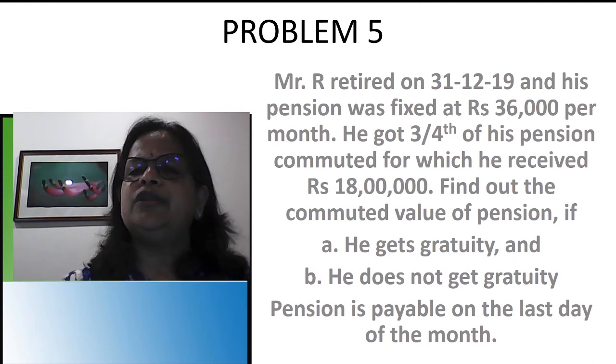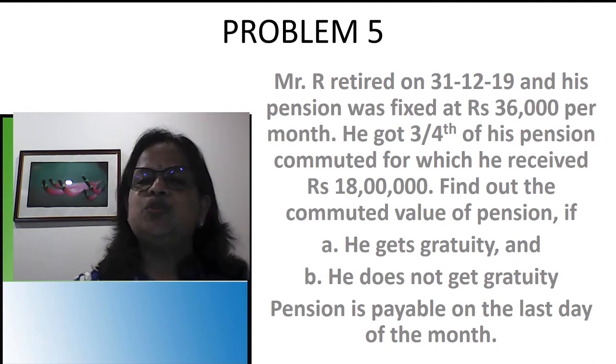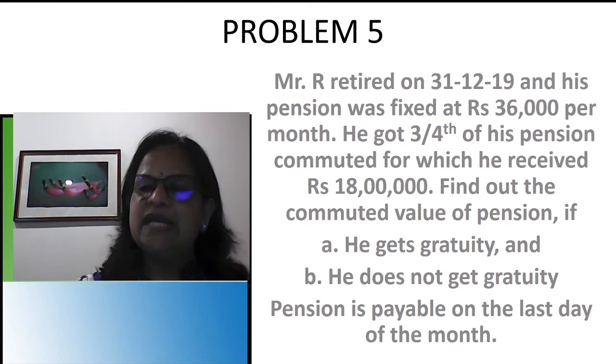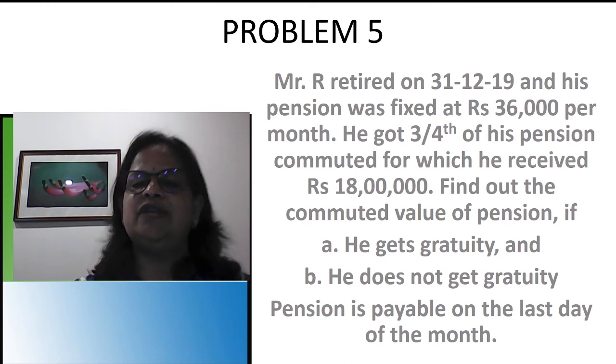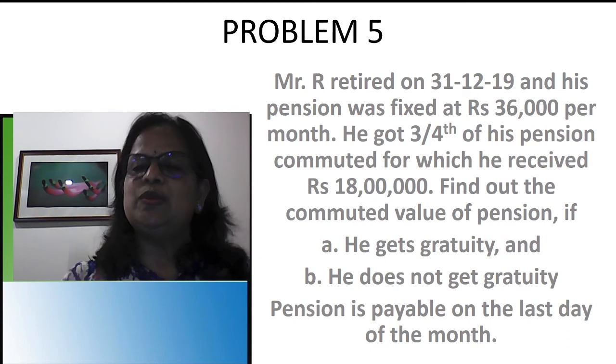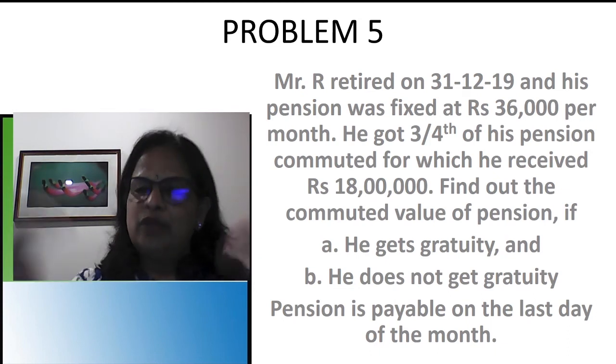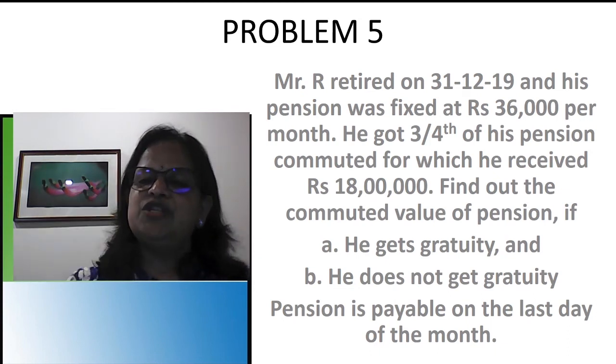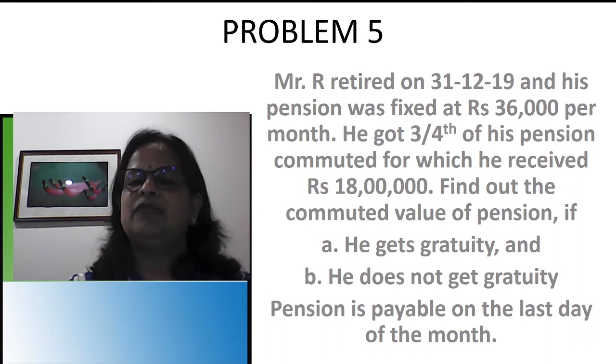Now the last problem in this module. Mr. R retired on 31/12/19 and his pension was fixed at rupees 36,000 per month. He got 3/4 of his pension commuted for which he received 18 lakhs. Find out the commuted value of pension if he gets gratuity and if he is not receiving gratuity. Pension is payable on the last day of the month. So far we have calculated pension payable on the 1st of next month. Now we are changing that computation.